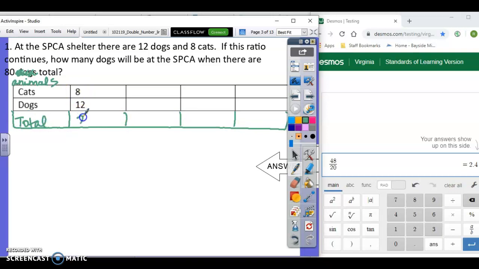And I know that 8 plus 12 is 20. So the question says, how many dogs, so I'm going to put a question mark there, are there if there are 80 total animals? So what you do is you look at your numbers and you figure out, okay, how do I go from 20 to 80? Remember, the only rules are you can only multiply or divide. So to go from 20 to 80, that's times 4. And then whatever we do to the bottom, we do the same thing to the other number. So 12 times 4 would give me an answer of 48. So there would be 48 dogs if there are 80 total animals.